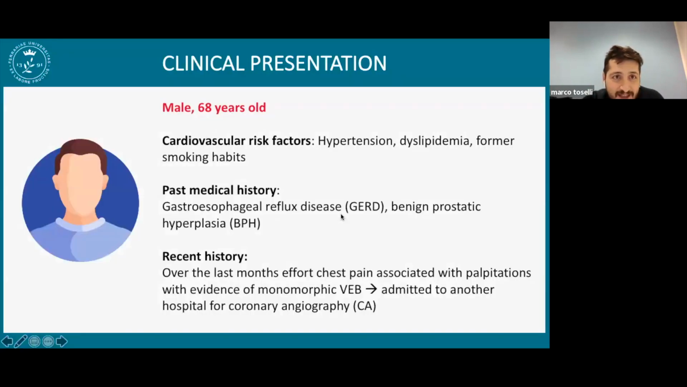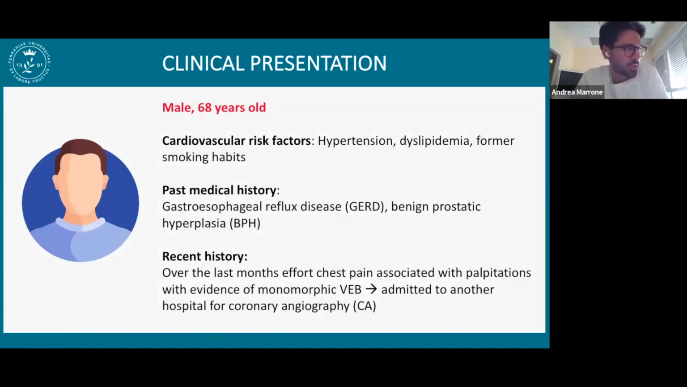Andrea, I give you the word, and what case do you have selected for us today? Thank you, Marco, for your presentation, and thank you everybody for being here with us early this morning. Today we're going to present a clinical case of a 68-year-old man with classical cardiovascular risk factors and without any prior cardiological history. Over the last month he started complaining of some effort chest pain, associated with palpitations and evidence on the EKG of monomorphic VEB. That's the reason he was admitted to another hospital in order to perform a coronary angiography.